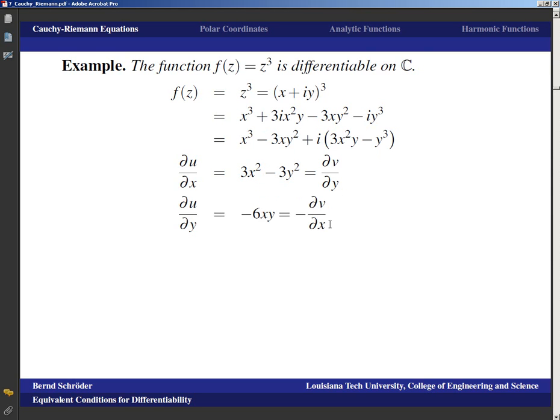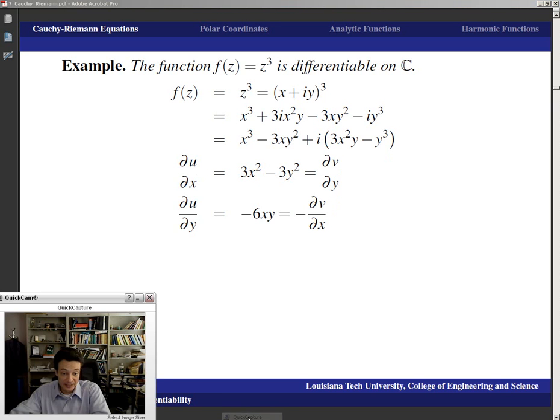And I claim that that's negative dv dx. Well, the derivative of y cubed with respect to x is 0, so that's gone. And the derivative here is 6xy, and the negative of that is negative 6xy. So that does work out. Basically, that doesn't tell us anything new.